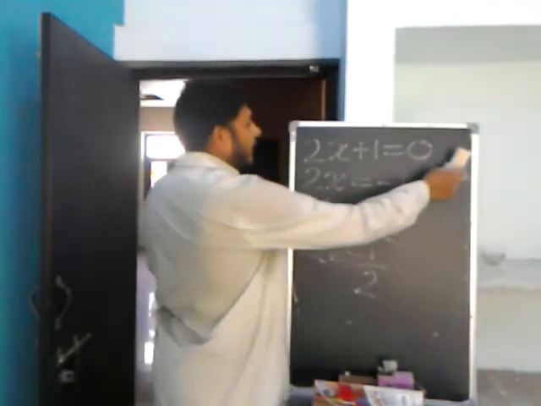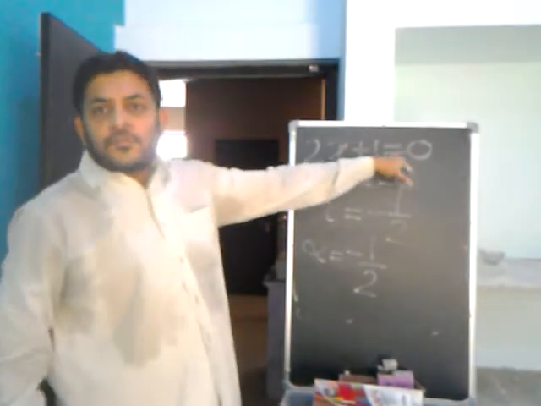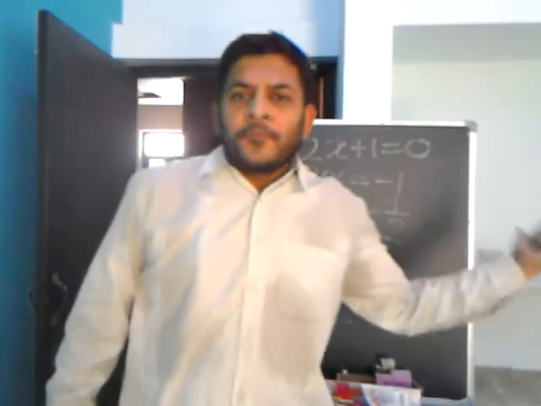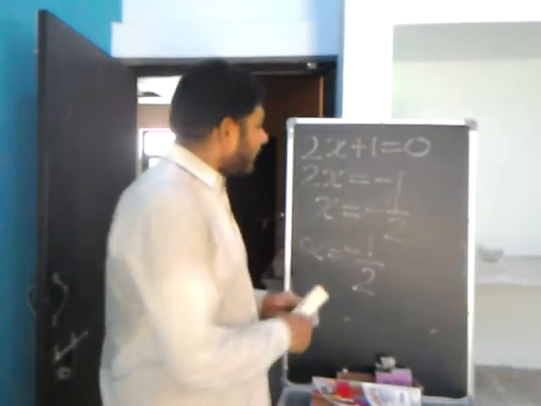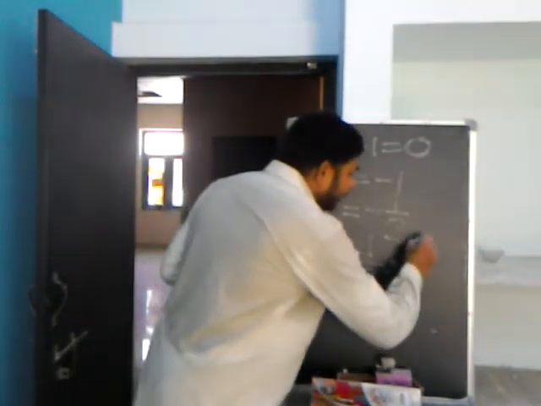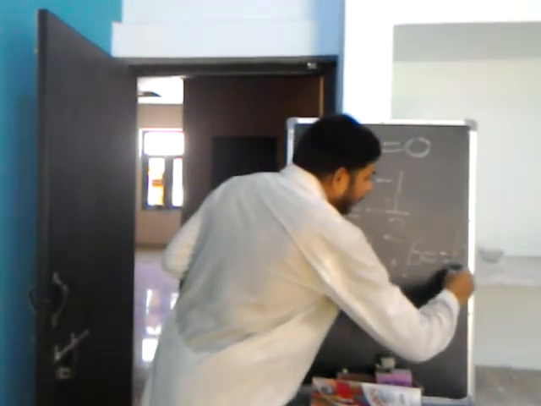Now I shall solve the second one. In the second one also 2x plus 1 is equal to 0, because the second term is also 2x plus 1. So 2x is equal to minus 1 and x is equal to minus 1 by 2. Beta is also minus 1 by 2.